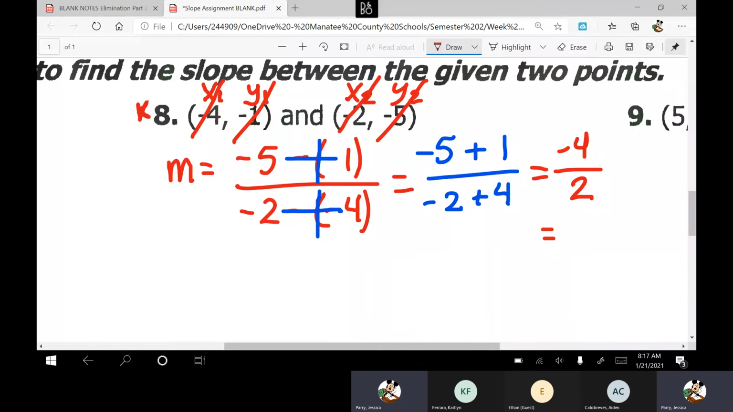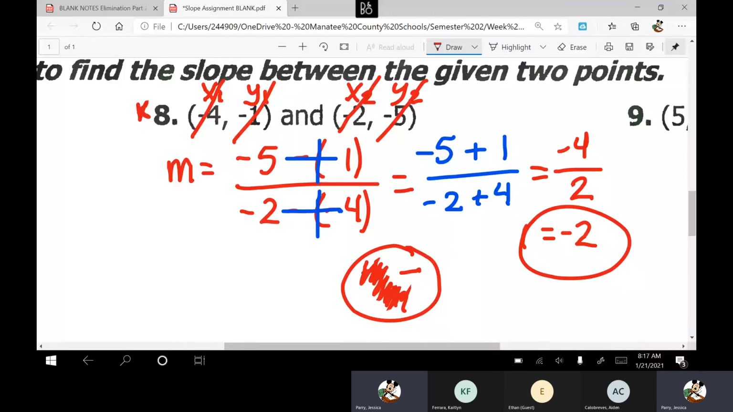Can you do -4 divided by +2? Yeah. I think you get -2 as your answer. Perfect. So our final answer, because negative divided by positive is negative. So we know our final answer is negative, and then 4 divided by 2 is 2. So your simplified answer for number 8 would be your slope is -2.